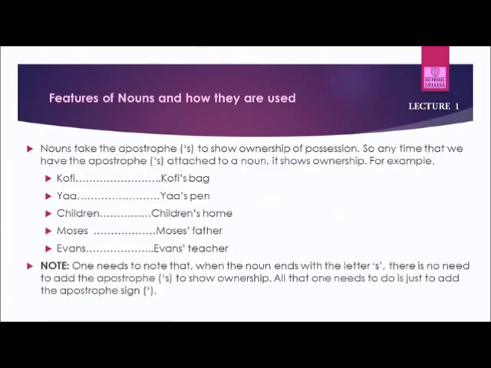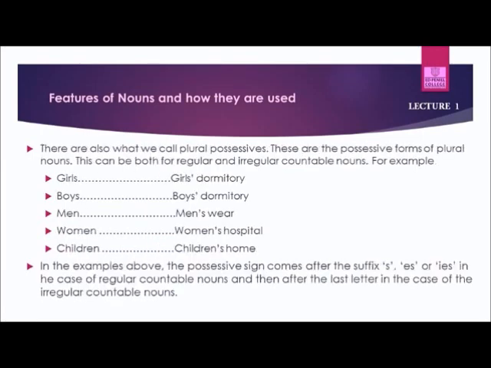Another feature of a noun that we should take note of is that a noun can take what we call the apostrophe s, what other books call the genitive s, to show possessiveness or ownership. So, for example, Kofi has something. You want to write or say that the thing is for Kofi. You can have, say, Kofi's bag, or Kofi's house, or Kofi's phone. In that case, you write the word Kofi, then bring the apostrophe s. You can also have Ya and Ya's pen. Ya's pen will have to be Ya, apostrophe s, and then the pen.